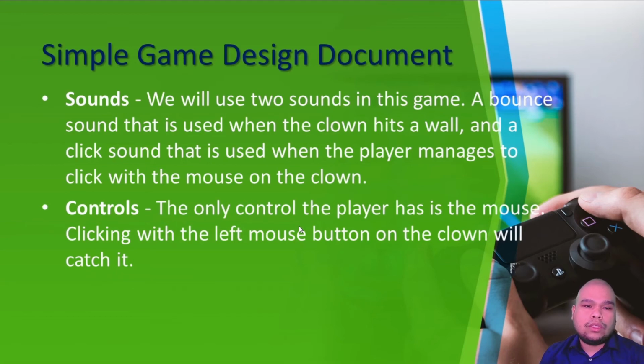Next, we have sounds. We will be using 3 sounds: a bounce sound that is used when the clown hits the wall, a click sound that is used when the player manages to click the mouse on the clown, and a background music for the game. We also have controls. The only control the player has is the mouse. Clicking the left mouse button on the clown will catch it.